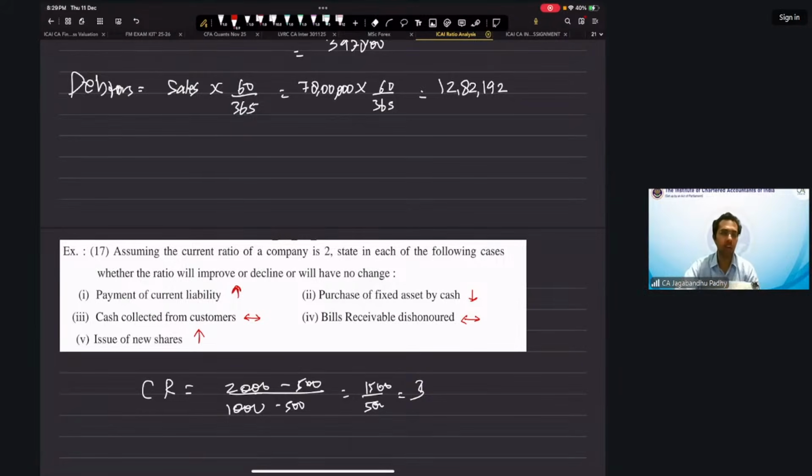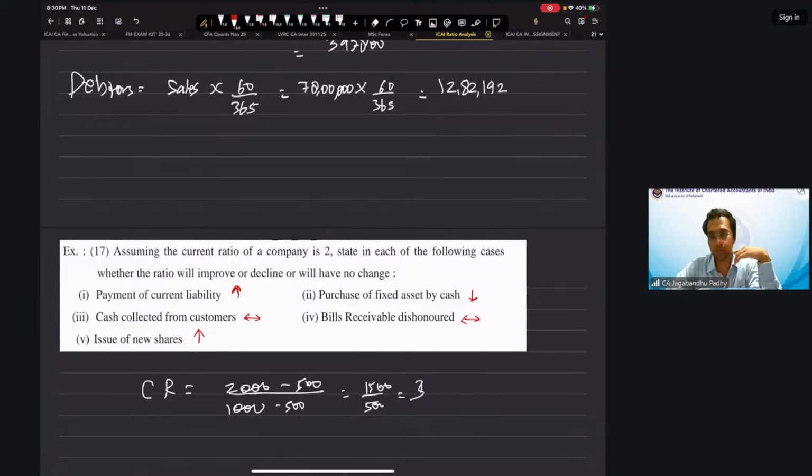You're not writing it off as bad debts. It's still there in our books as an amount receivable. The bill receivable is just dishonored. The debtor has not gone bankrupt. The customer fails to honor the bill, but he is not saying that he is defaulting or has gone bankrupt. So you can still recover from him.